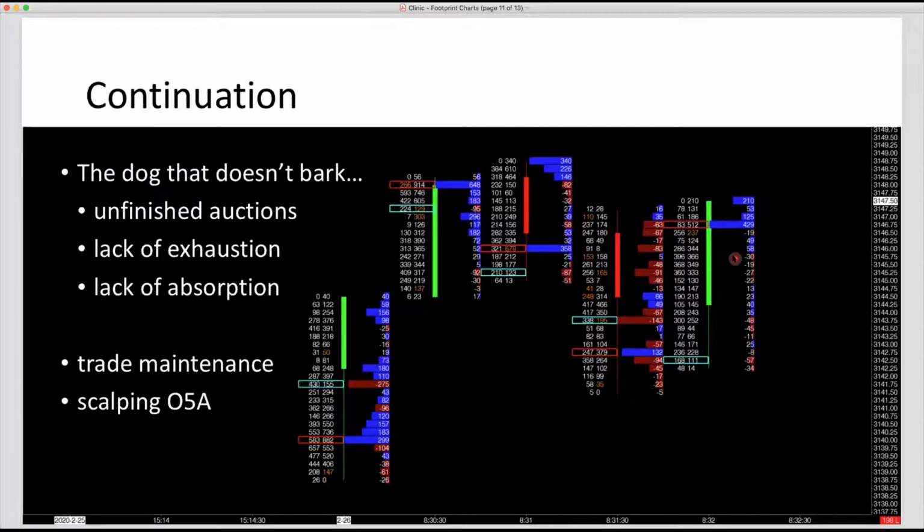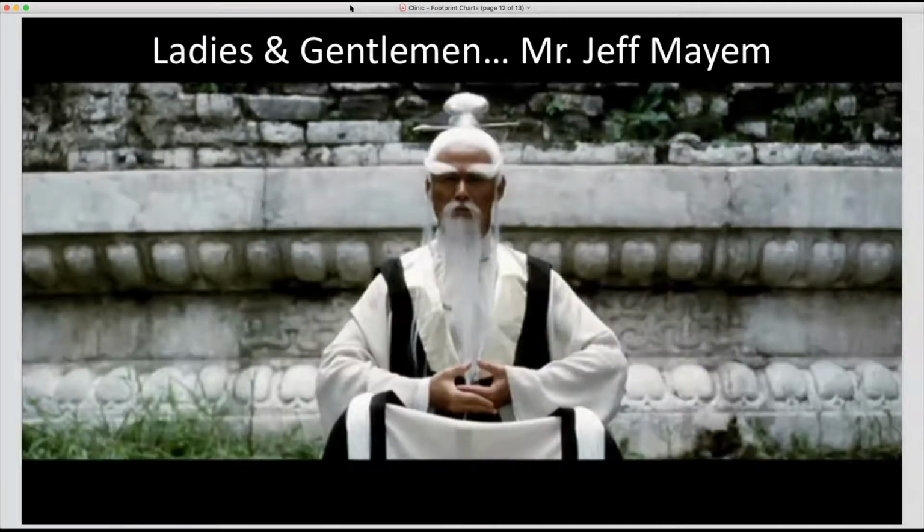So we can really read the edges of the footprints to just assess, are we going to turn around? Looking at absorption, looking at price rejector patterns, or is the lack of exhaustion, the lack of absorption telling me that we're going to continue? So that really wraps up the things that I'm looking for within the footprint. It's time for me to hand over to Jeff, and we'll go through what he reads.